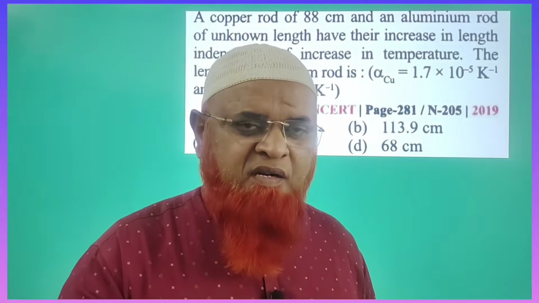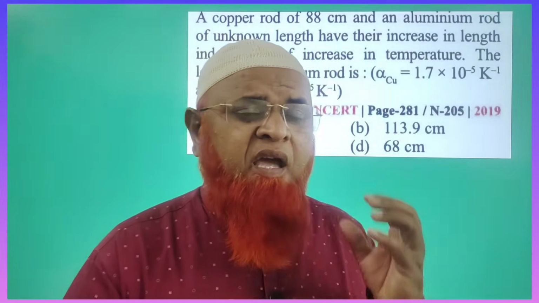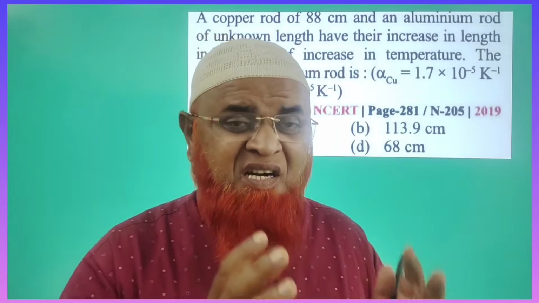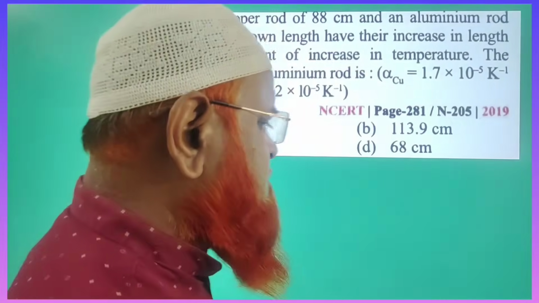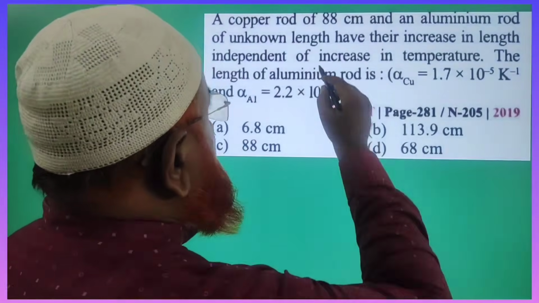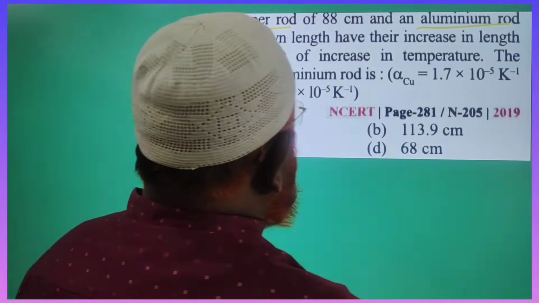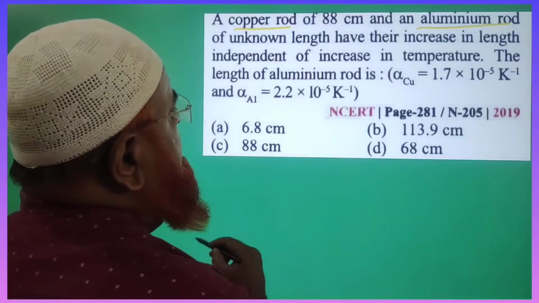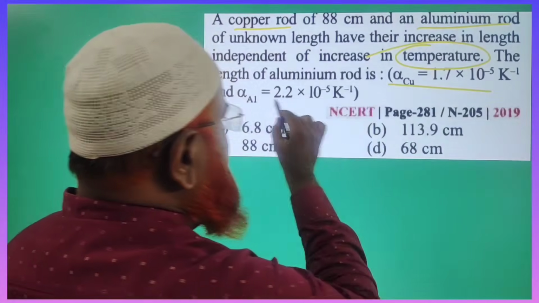My dear students, let me solve this problem with a simple analogy. Not with a complex method. With a simple method we can solve this problem. What is the problem actually? Let us try to understand. Here, if you see, there is a copper rod, there is an aluminum rod. They are independent of temperatures and their alphas are given.